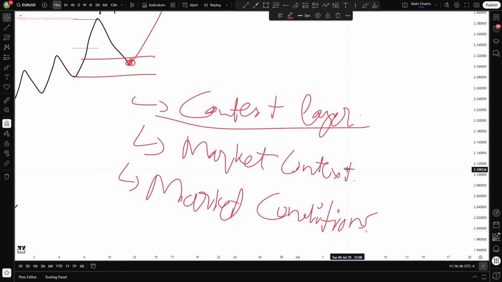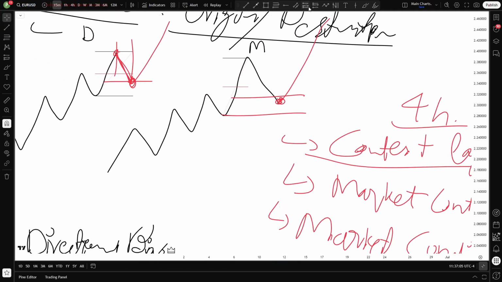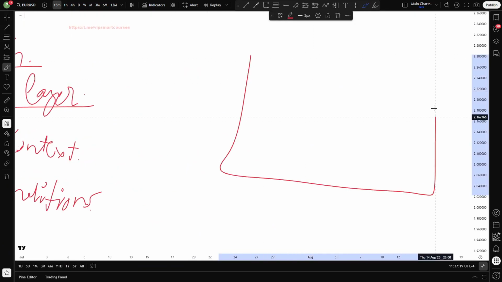Now, identifying or establishing a market context on the intermediate time frame, obviously for the context layer, we will be using the 4-hour time frame. Establishing a market context on the intermediate time frame is similar to this narrative part. What I mean by that is, let's say we are looking at this move on this daily chart, right here on the 4-hour time frame. This will look something like this. Okay.